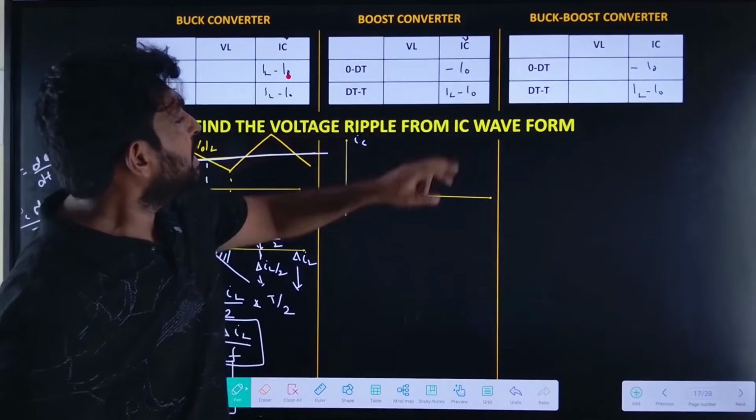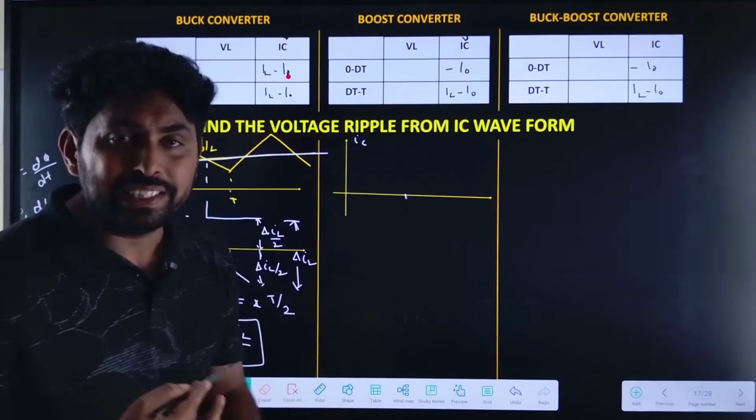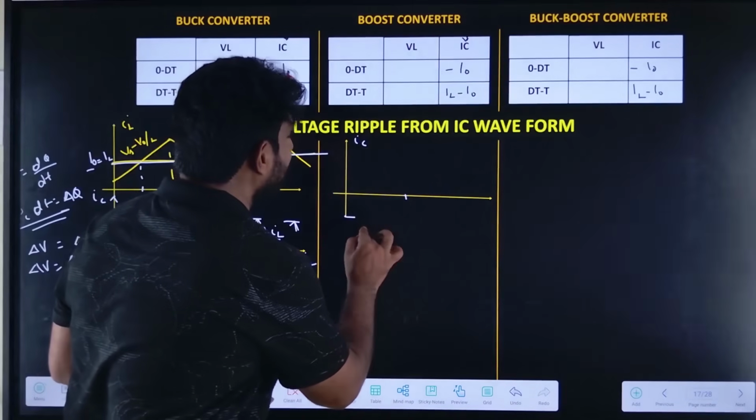So what is the IC from 0 to dt? What is the value of IC? It is constant, which is equal to minus I naught.